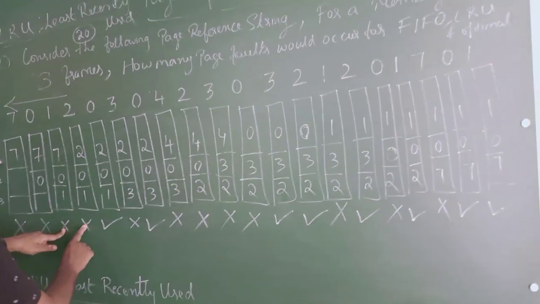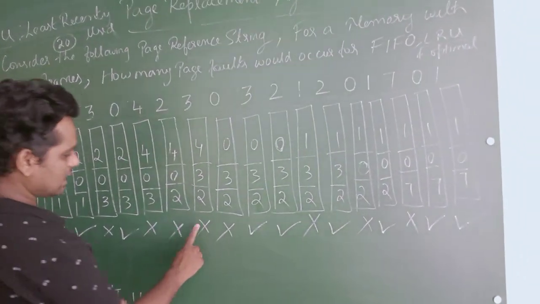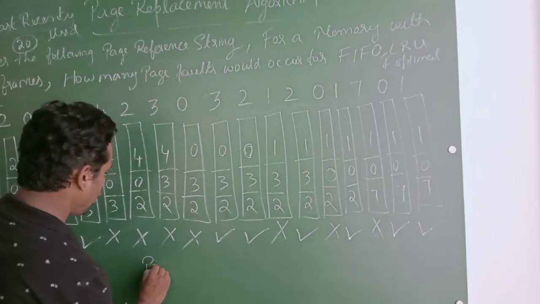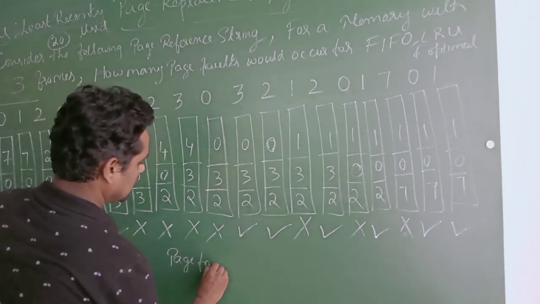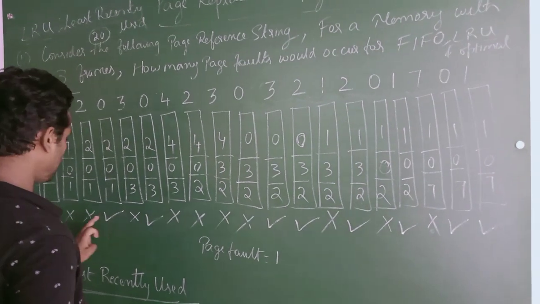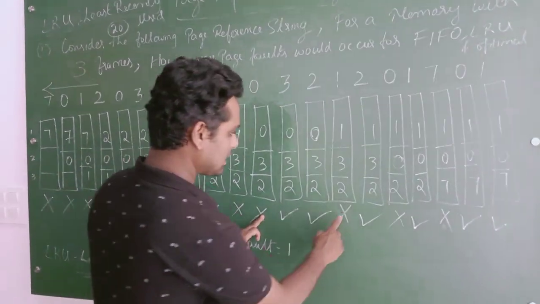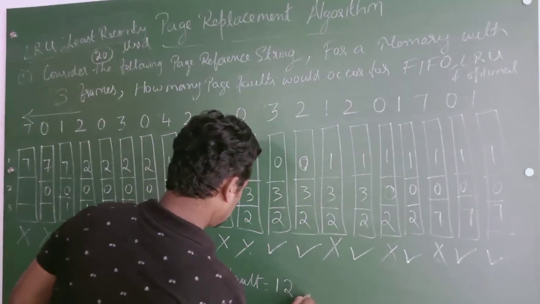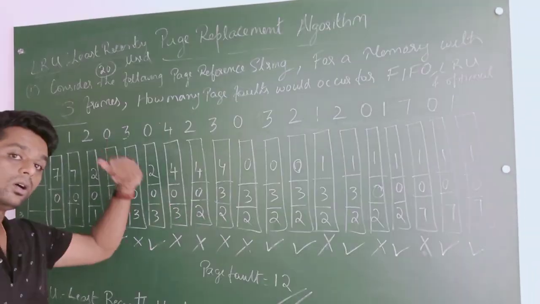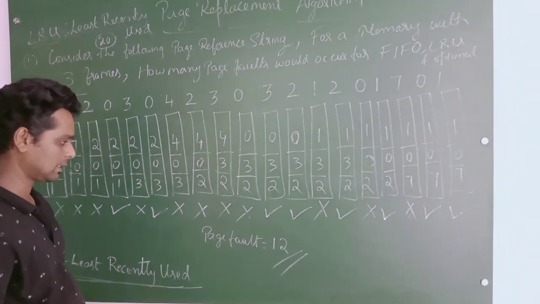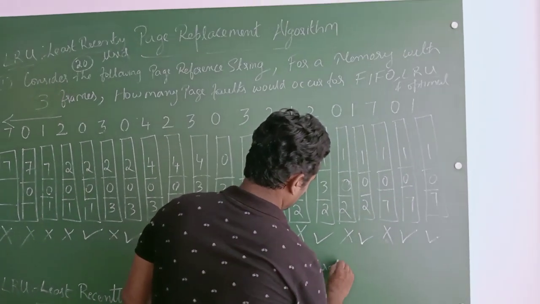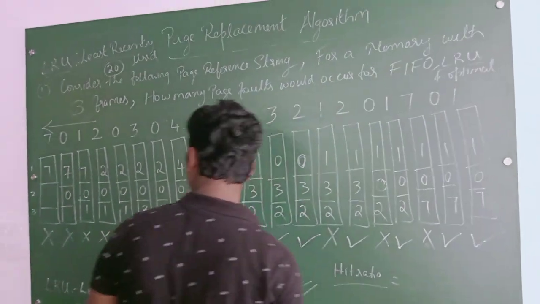Counting: 1, 2, 3, 4, 5, 6, 7, 8, 9, 10, 11, 12. So page faults for your LRU is how much here? 12. That's it. Page faults for your LRU I got is 12. For FIFO I got how much? 15.